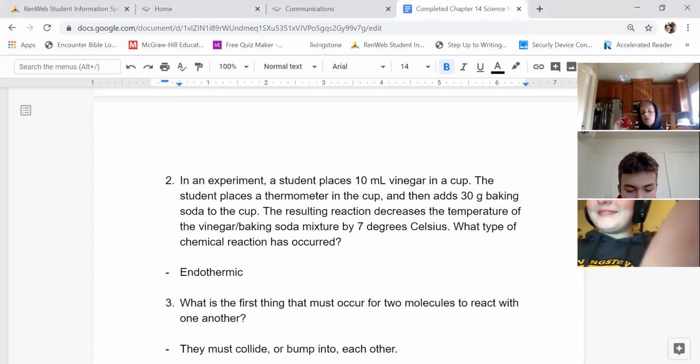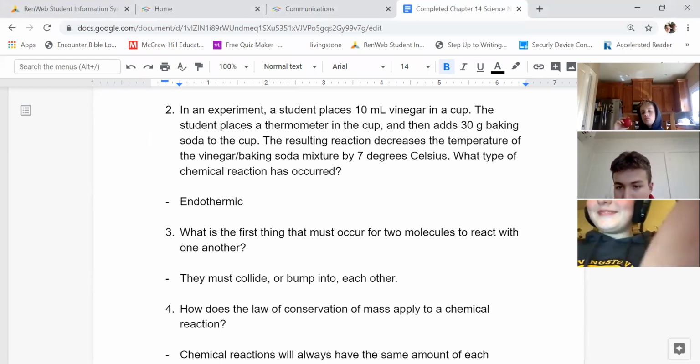And the next one, number 2. In an experiment, the student places 10 milliliters of vinegar in a cup. Student places a thermometer in the cup, then adds 30 grams of baking soda. The resulting reaction decreases the temperature of the mixture. What type of chemical reaction is it? Endothermic. The temperature goes down. Endothermic. All right.